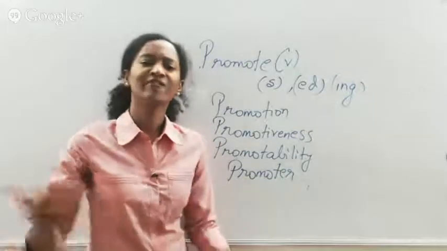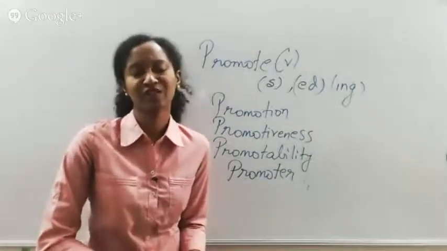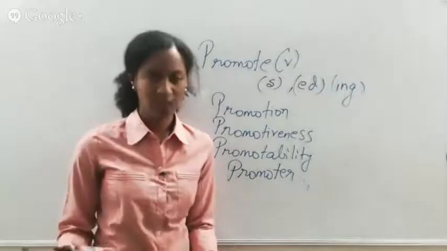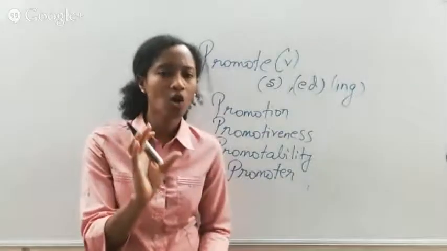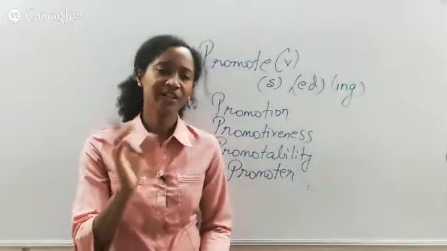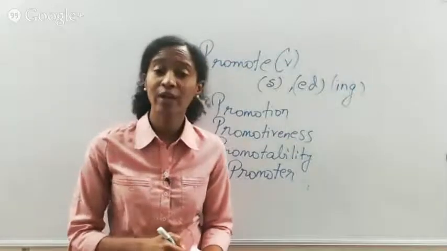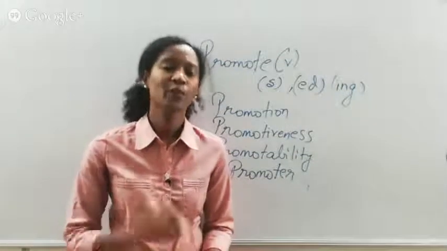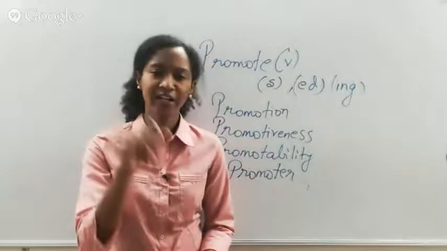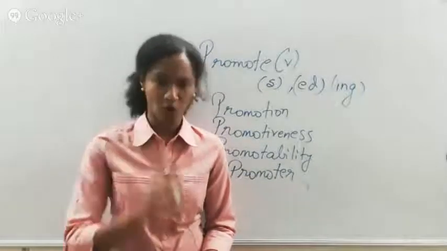And then the adverb form is easy. You add an ly to the adjective form, promotingly. Okay, so this is just to give you an idea of one word having different forms. Now let's go ahead and look at one sentence where we're going to find the error pertaining to word class and forms.